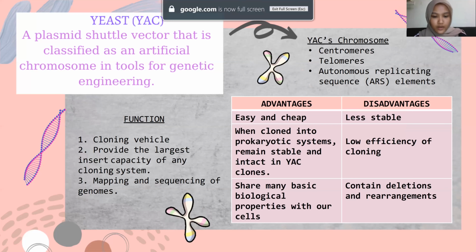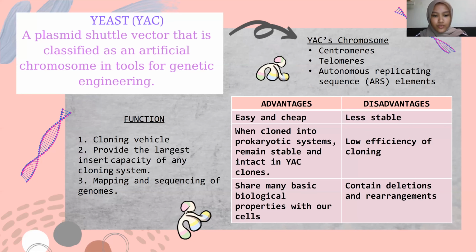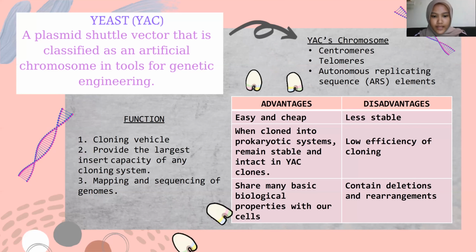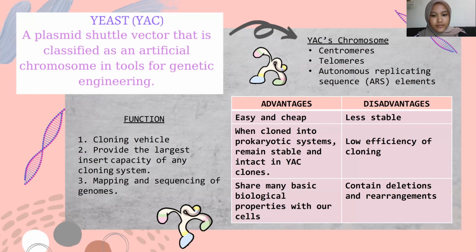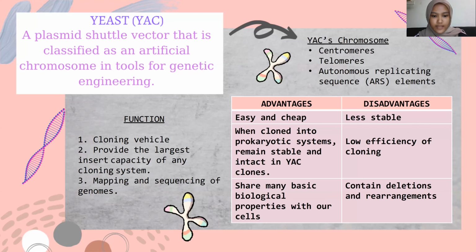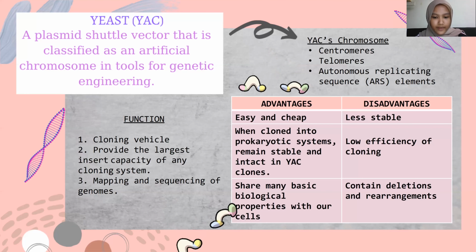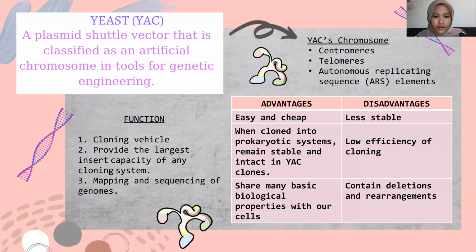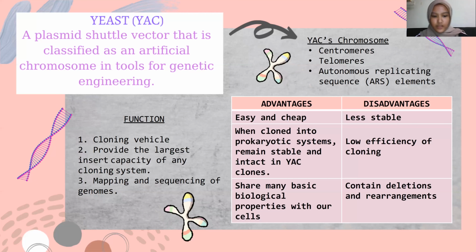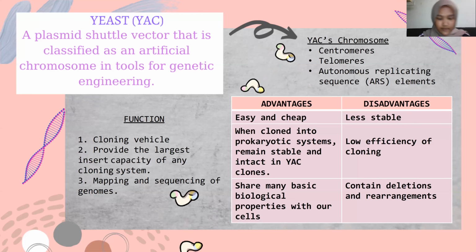So segments of an organism's DNA, up to 1 million base pairs in length, can be inserted into the YACs. Then the YACs with the inserted DNA will be taken up by yeast cells. As the yeast cells grow and divide, they amplify the YAC DNA, which can be isolated and used for DNA mapping and sequencing. I'll move on to the advantages and the disadvantages.